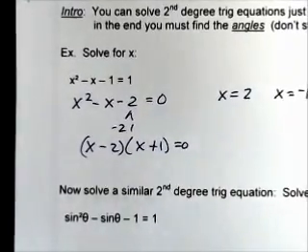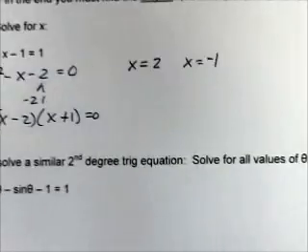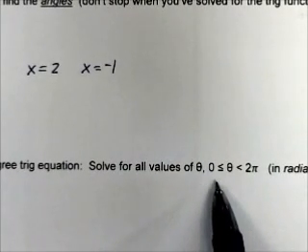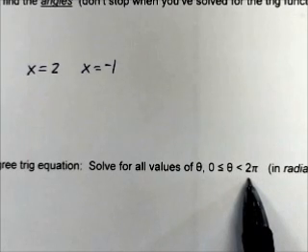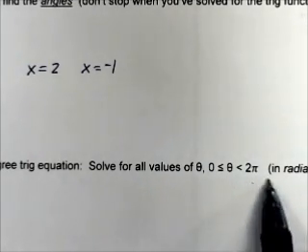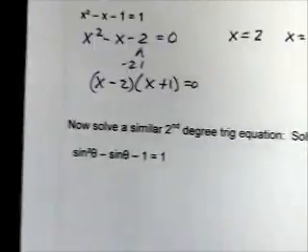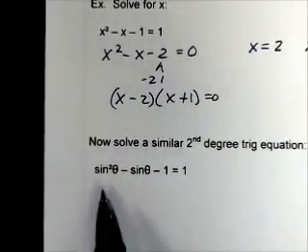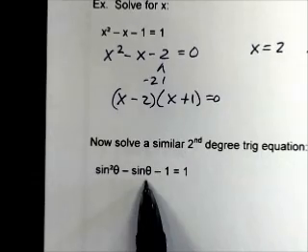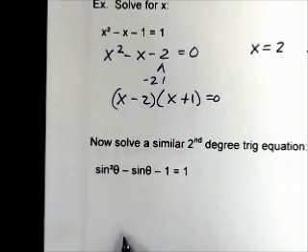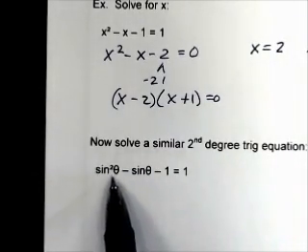Now let's solve a similar second degree trig equation. Here we want to solve for all values theta, theta greater than or equal to 0 and less than 2 pi, so we want to make sure we show our answer in radian measure. We have sine squared theta minus sine theta minus 1 equals 1. This is quadratic because of the sine squared.